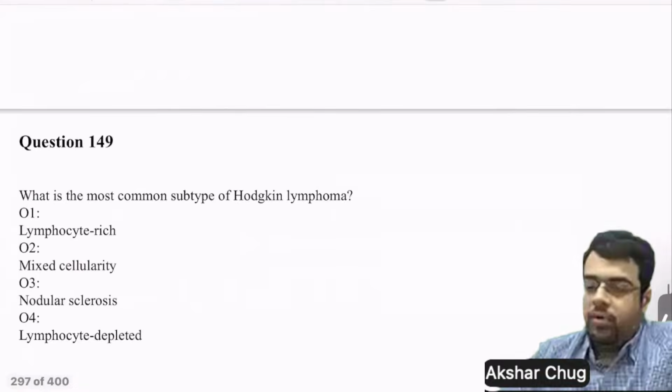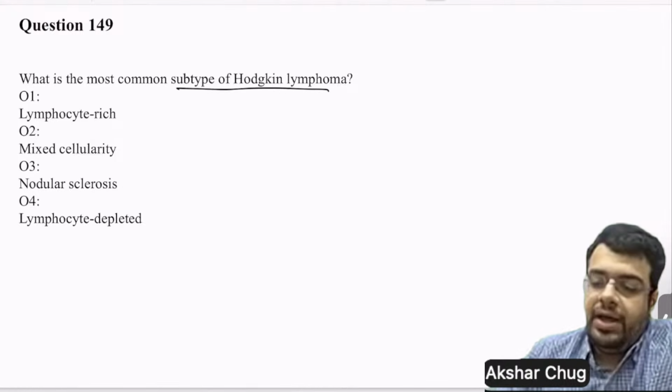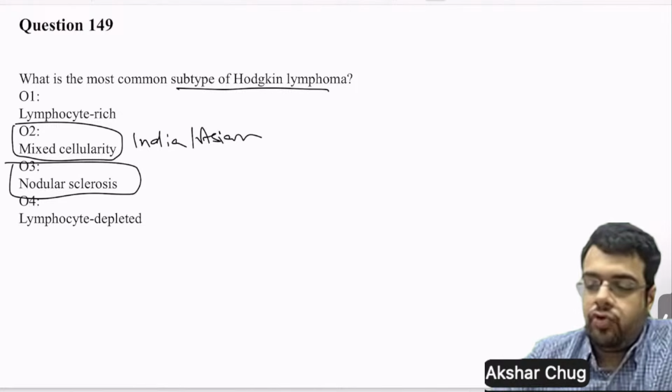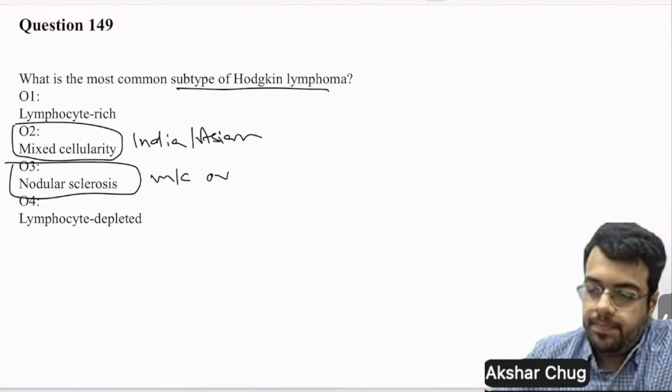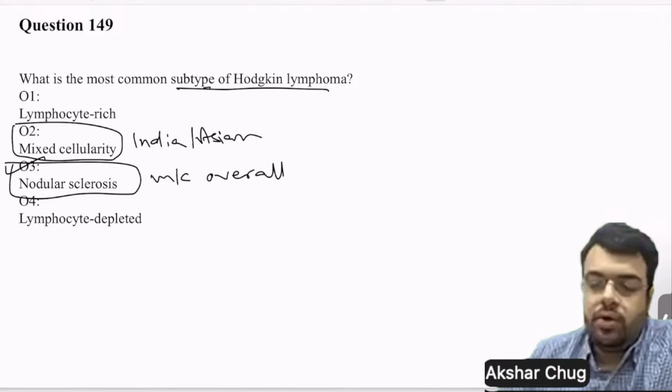Question 149, what is the most common subtype of Hodgkin lymphoma? As we know, mixed cellularity is the most common in India or in the Asian subcontinent, whereas nodular sclerosis is the most common overall. So nothing for India is mentioned, so I will go with option C, nodular sclerosis.